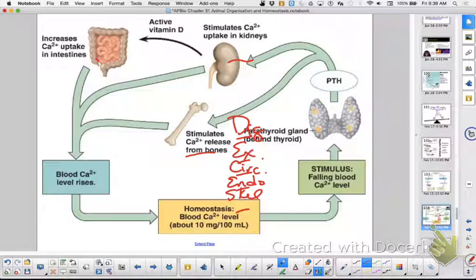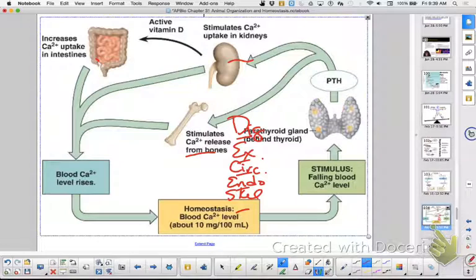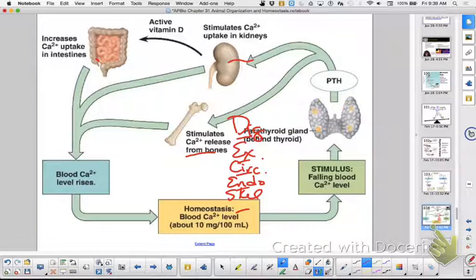If your calcium levels get too high, the parathyroid glands are these yellow dots you see right here. This is your thyroid right here. It will secrete a different hormone called calcitonin, which will lower the blood calcium levels, which will store the calcium in your bones, to keep it just right. All right?